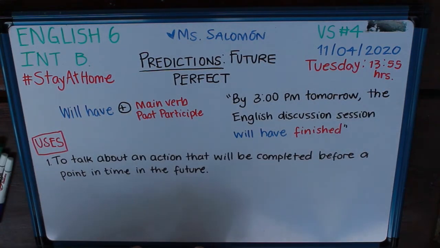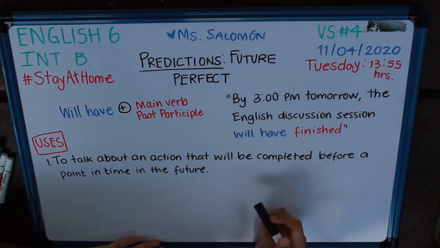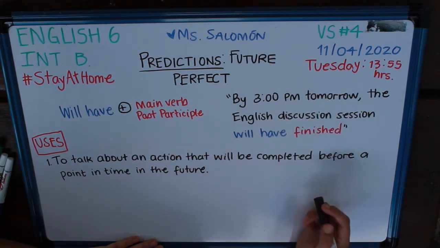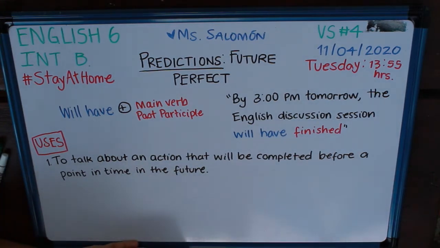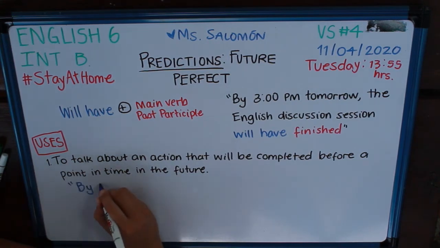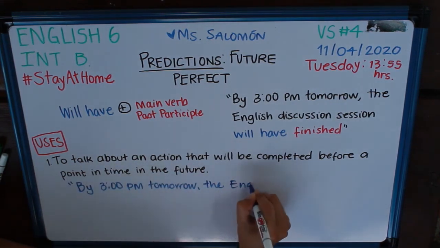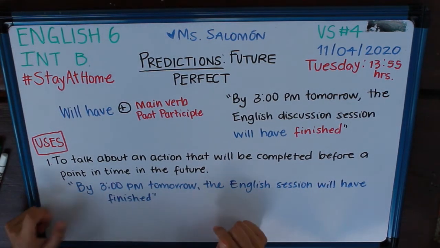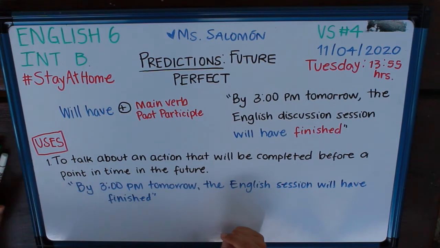The first use for the future perfect says, we use this tense to talk about an action that will be completed before a point in time in the future. Now, I'm going to work with the same example right here so you see how this works. So I'm going to rewrite the example here. So this is my example, so let's work with the grammar explanation and my example.